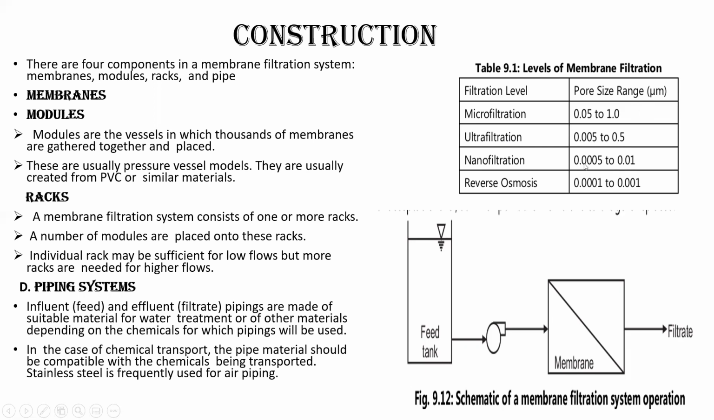Next level, nanofiltration. The pore size will be from 0.005 to 0.01 micrometer. And the last level, reverse osmosis. The membrane's pore size ranges from 0.001 to 0.001. So these are the pore sizes of the membrane at different levels.